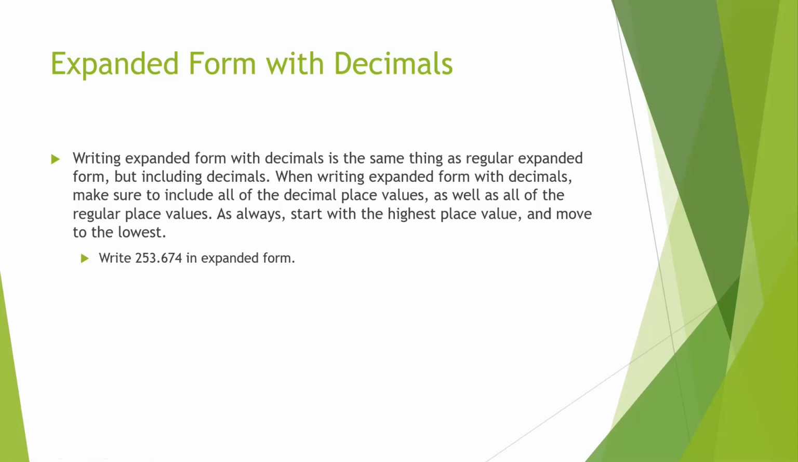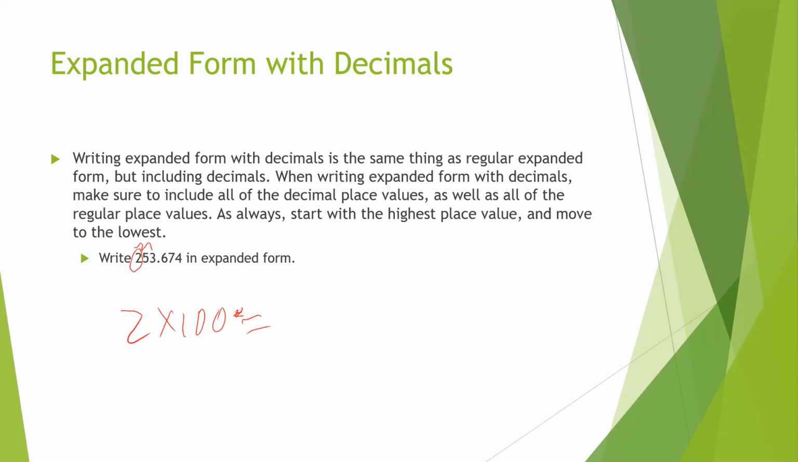So I'm going to write 253.674 in expanded form. First, I'm going to look at the value of the digit on the left, 2. Since that is two spaces left from the ones value, it's in the hundreds. So I'll write times 100, and since the digit is 2, I'm going to put it there. It's basically the same thing, but including decimals.